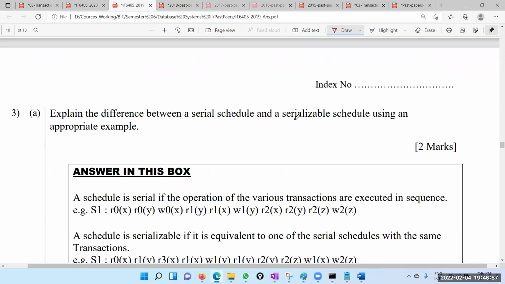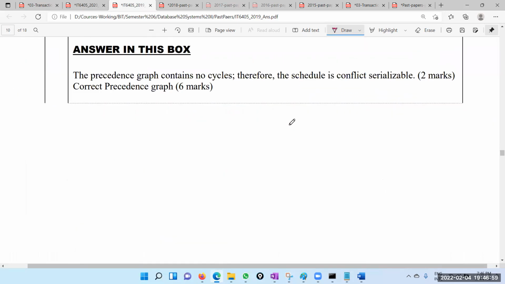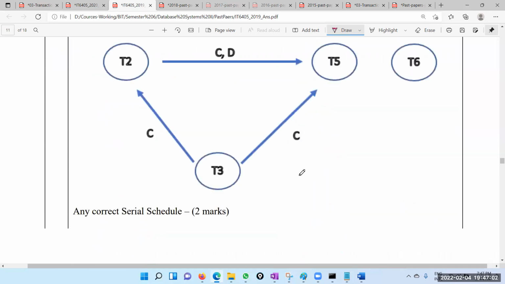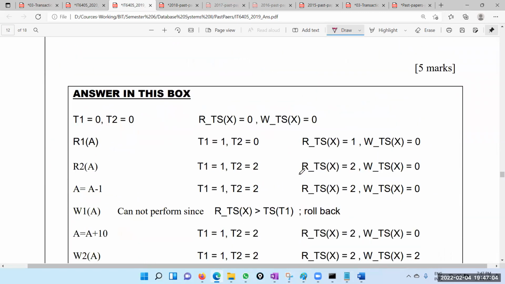Explain the difference between... I've mixed two of them up. So anyway, we discussed this one. Yeah, we discussed this one.